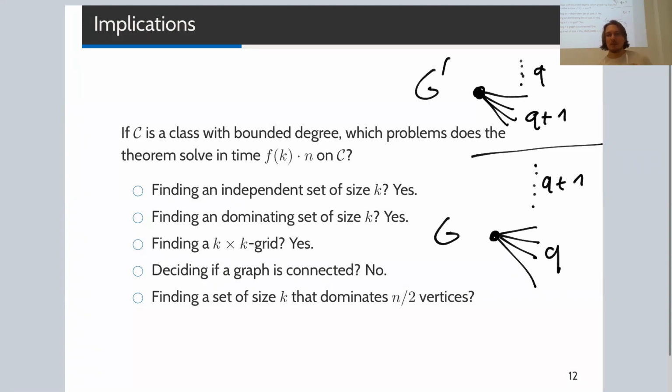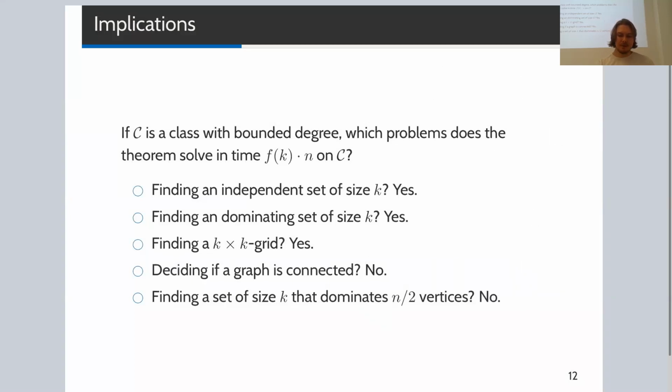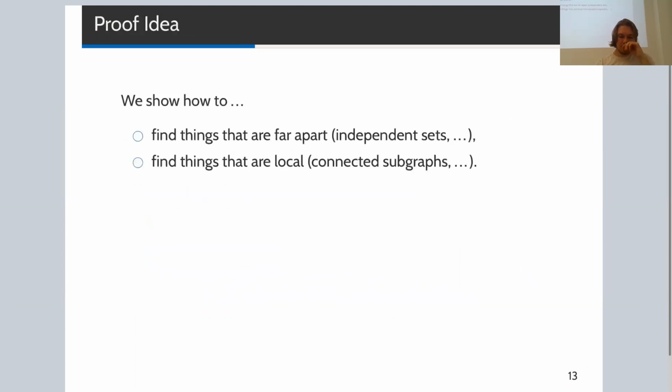And you can create a simple Ehrenfeucht-Fraïssé strategy for the duplicator, which proves that you cannot distinguish G from G prime using Q rounds. And yeah, for every Q, you can make this construction. So now we have a proof that you cannot express the problem, is there a set of size k that dominates half the vertices? You cannot express this in first order logic. So the answer to this is also no.